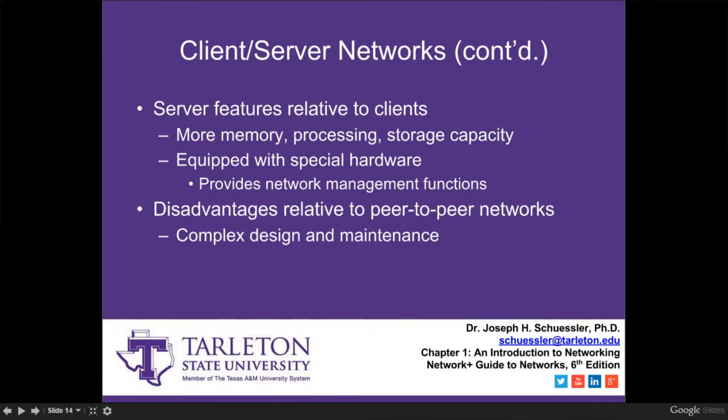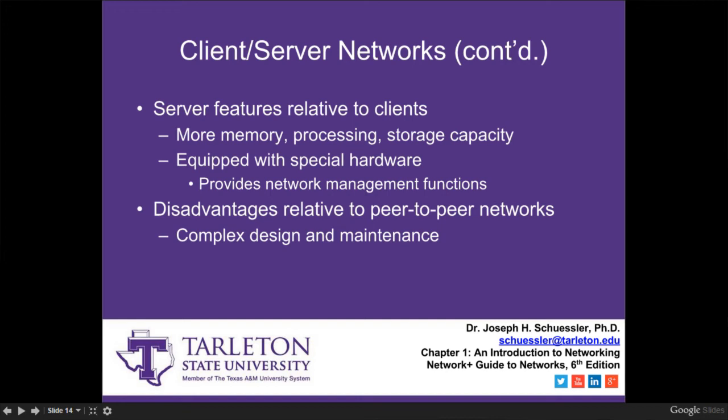Some of the features that a server has relative to a client: servers tend to have more memory. They process a lot of data for a lot of different clients, so they tend to have a lot more memory. They tend to have more processing capacity, in some cases multiple processors, more cores, faster speed, etc. They also tend to have more storage capacity, so more hard drive space, more hard drives, and that gives them more capacity to store things.